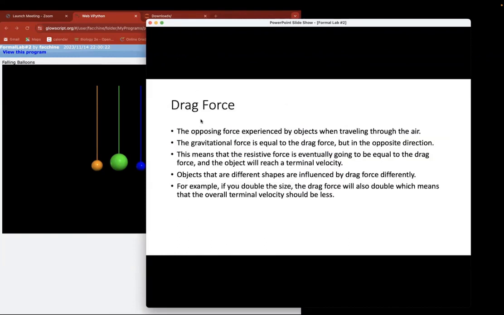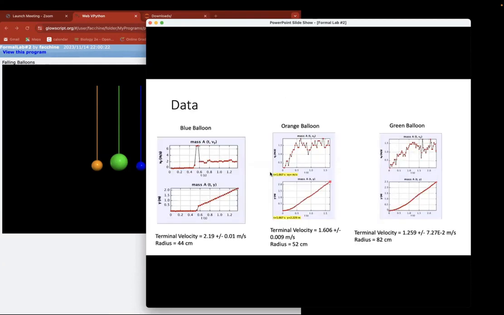So this was already discussed before, but to recap, drag force is essentially the opposing force that is experienced by objects when traveling through the air. The gravitational force is equal to the drag force, but in the opposite direction, and this means that the object is going to reach a terminal velocity. Objects with different shapes are influenced by drag force differently. An example is if you compare a plane with a helicopter. The plane is going to be less impacted by a drag force, as the pointed shape makes it very aerodynamic and easy to cut through air molecules, whereas the helicopter not so much.